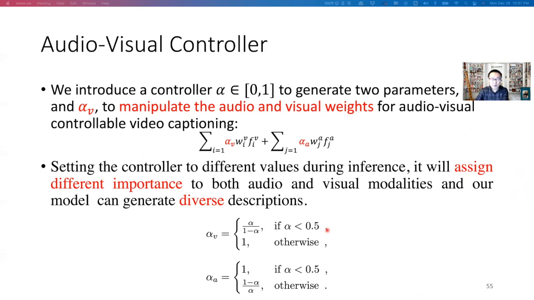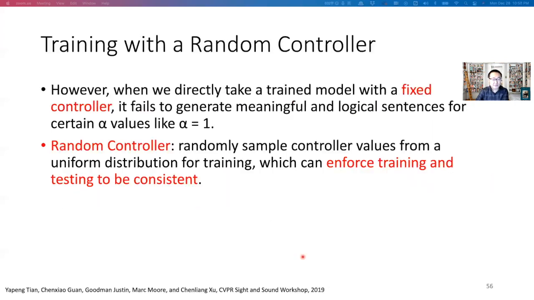When alpha is equal to 0.5, alpha A and alpha V are equal to 1. It means that both modalities are equally selected and used in our model. If alpha is smaller than 0.5, alpha A is equal to 1, but alpha V is between 0 and 1. Then the visual modality is penalized. Otherwise, the audio modality is penalized. When alpha is equal to 1, alpha A will be equal to 0 and alpha V equal to 1.